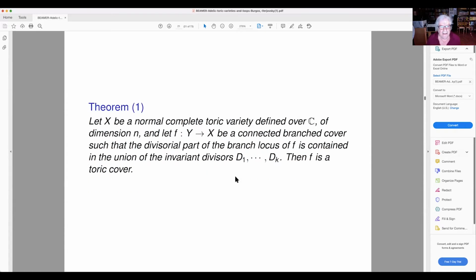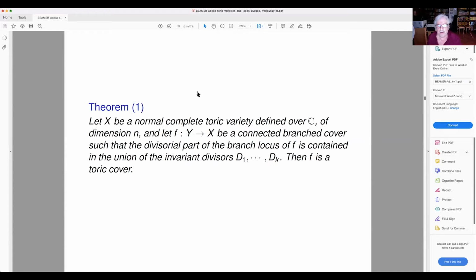And exactly this is the definition: a normal complete toric variety defined over C of dimension n. If you take X like that, and you take a connected branch cover such that the divisorial part of the branch locus, namely the complement of the principal orbit, is contained in a union of divisors, then F is a toric covering.